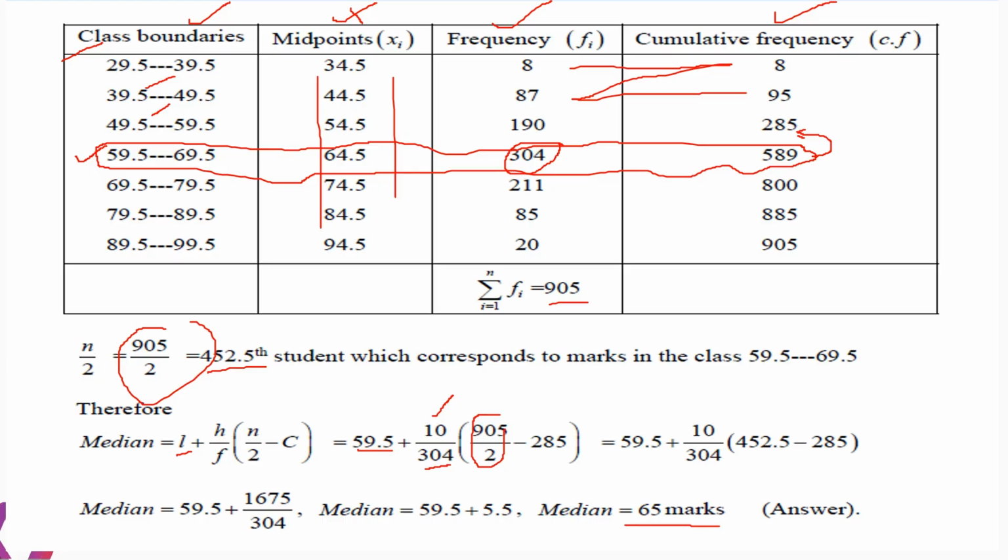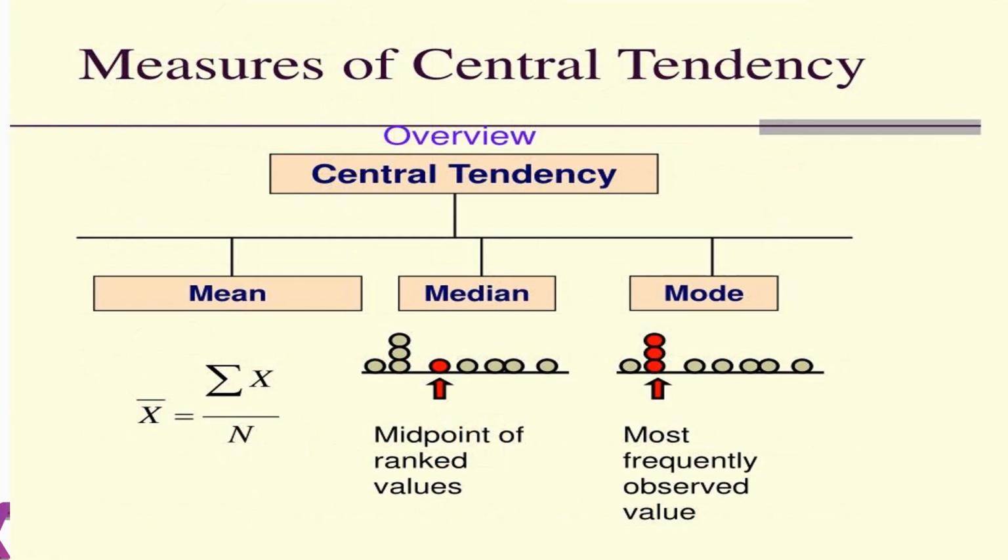This is all about the median. We have seen how to find the median of all three types of data. Now proceed further to mode. So mode is the third part of this. The most frequent value, the most frequent observation, means the observation which is mostly present there.